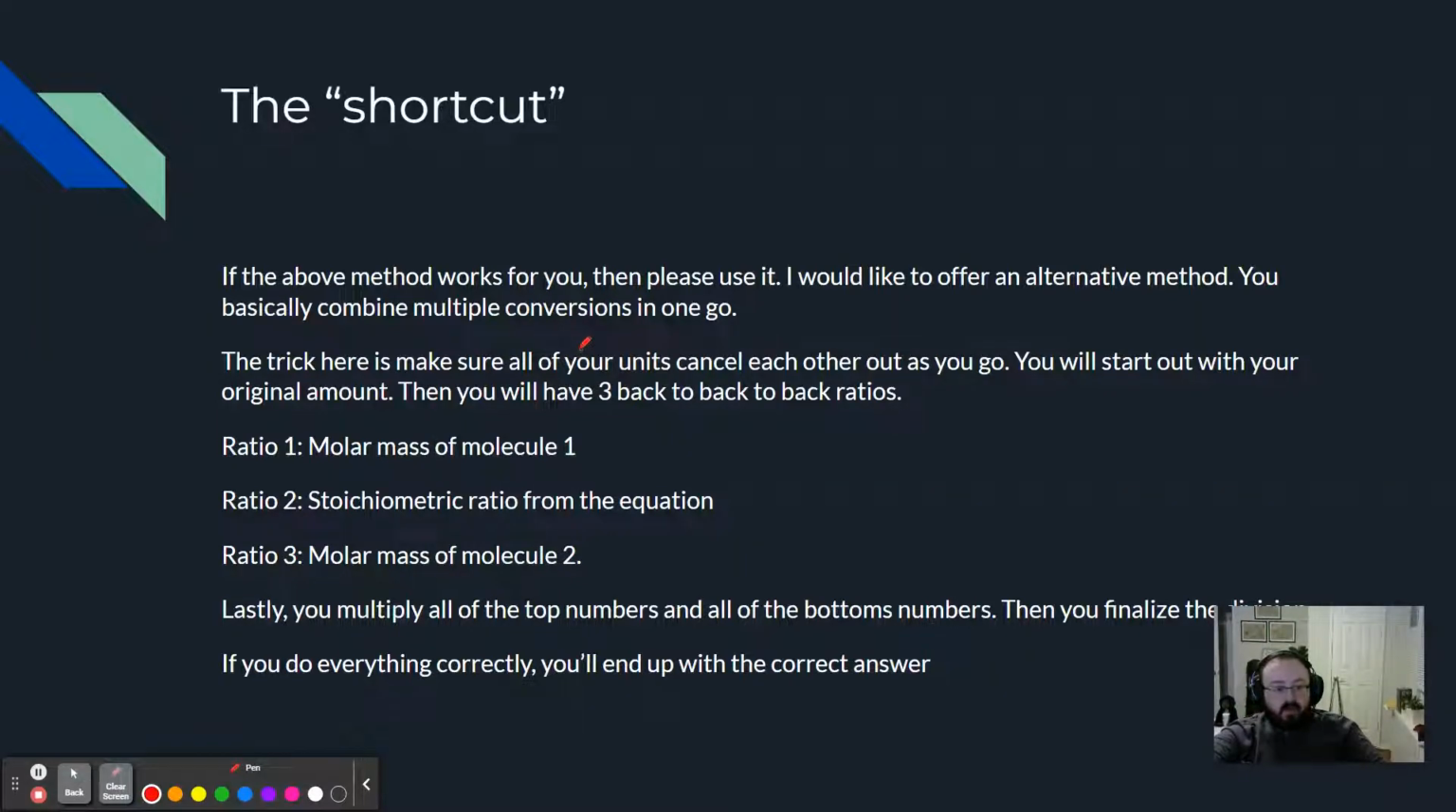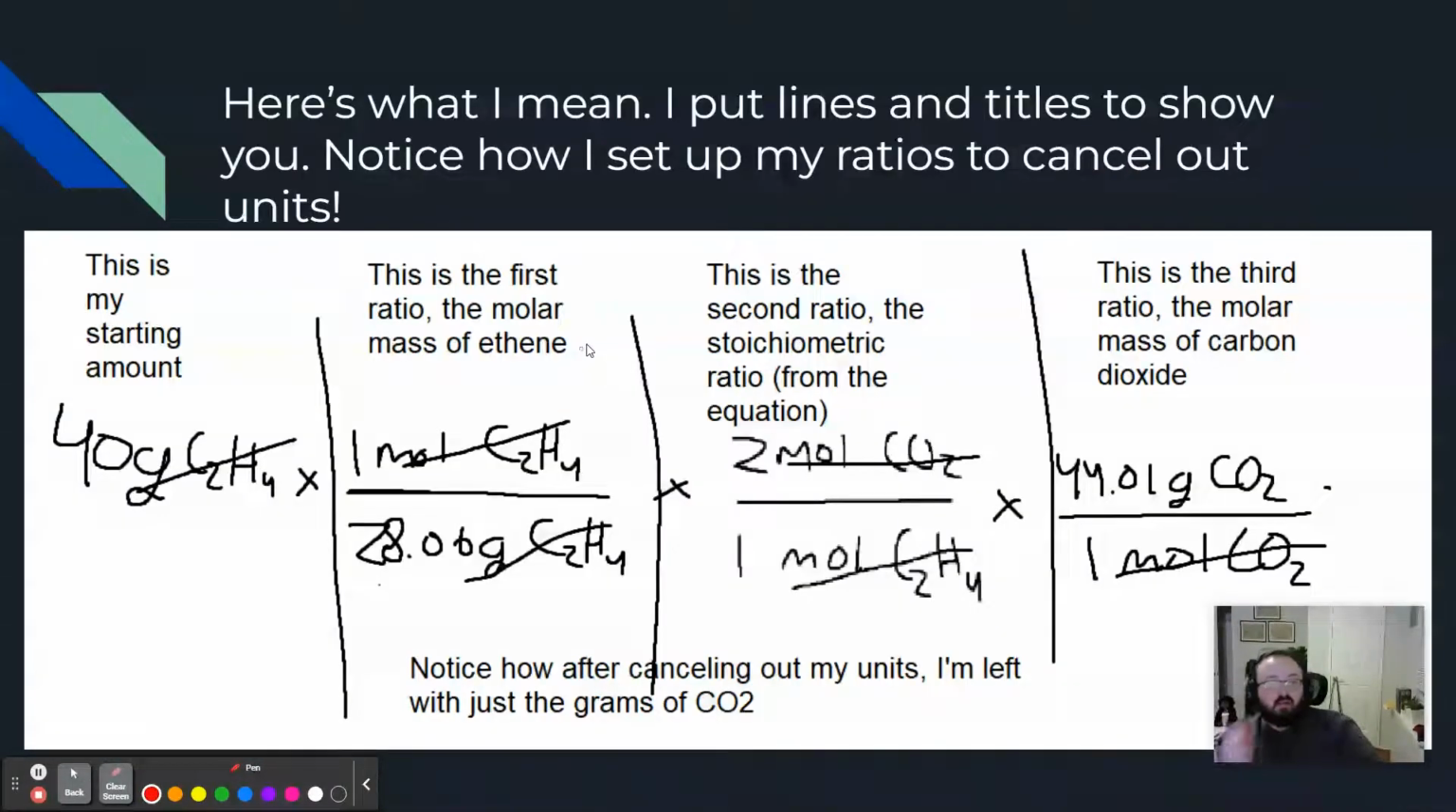So what do I mean by this? Here is what I mean by this. I have set all of this up as one equation. Here's my starting amount, 40 grams of ethene, C2H4. Our first ratio is right here.